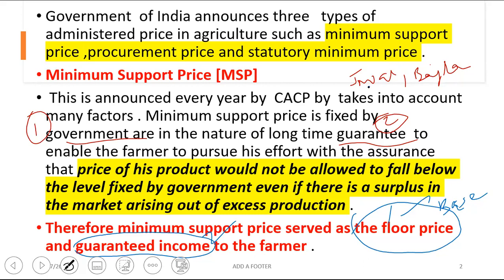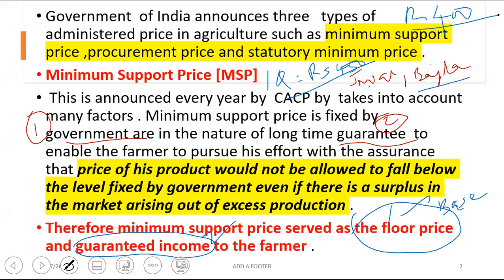Government. Say for example, you are producing bajra. 1 क्विंटल बाजरा, एक एग्जाम्पल बोलता हूँ, 450 रुपीज में गवर्नमेंट खरीदेगा. This is the minimum support price. Minimum support price is 450 rupees. Now harvest is over. There is a lot of production in the market. So market price is, say for example, 400. Because of too much production, market price of bajra falls to 400.